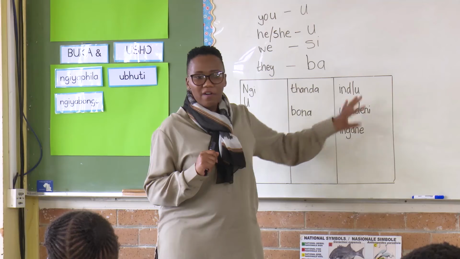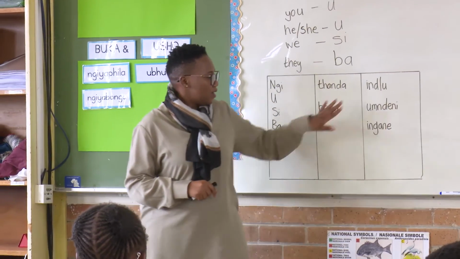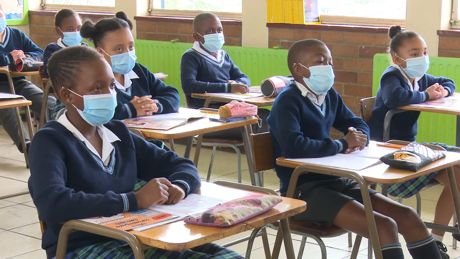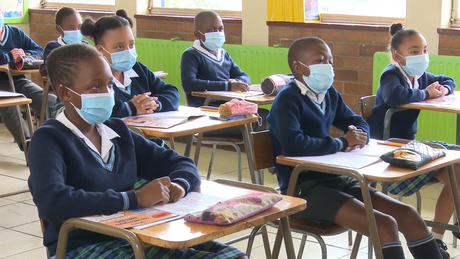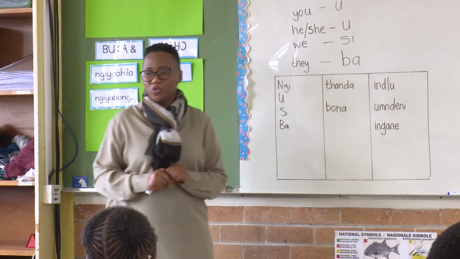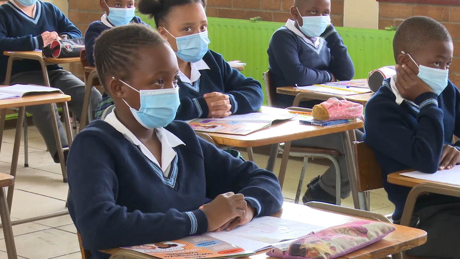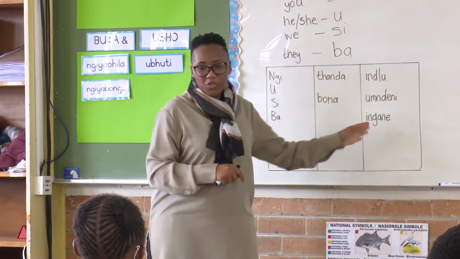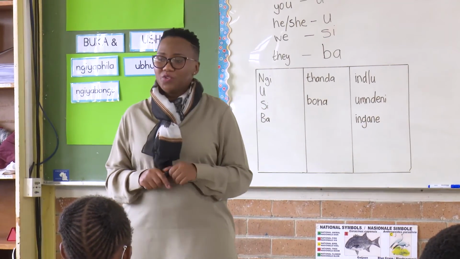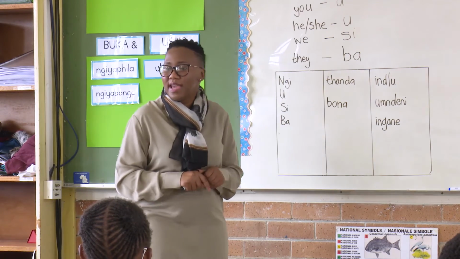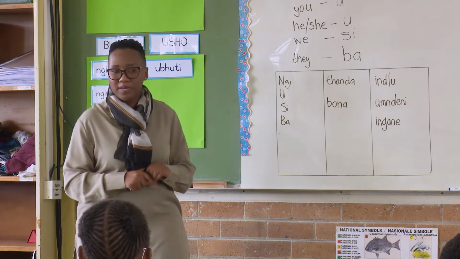And then we've got some of our vocabulary words that we've learned. Indlu, which is house. Excellent. Umdeni, family. And ingane, baby. A baby. So those are the words that we are going to use. Okay, so using any of these words in the table, you are going to make a sentence and you are going to draw a picture to show me that you understand what the pronouns mean.